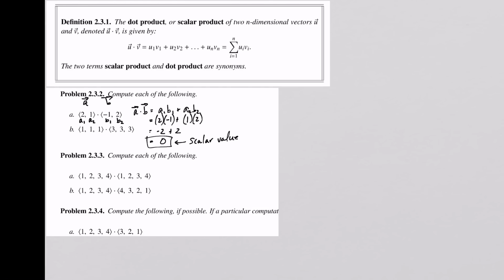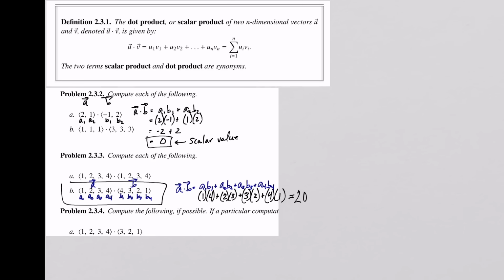So now what I'd encourage you to do is pause the video and go ahead and work out problem 2.3.3, question B. So we'll tackle this one next. And if you paused the video and did the dot product of these two vectors, your work should look very similar to mine, where I found that the dot product of A and B was equal to 20.